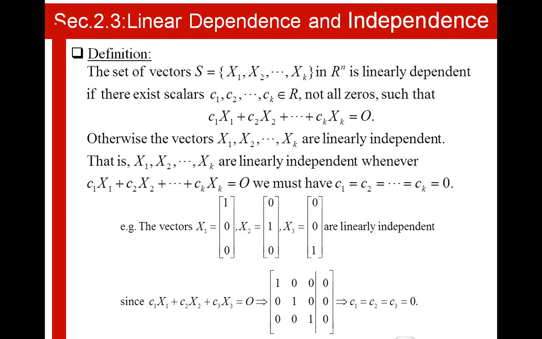Examples: the vectors x1, x2 and x3 are linearly independent. These vectors are called the coordinate vectors, and since c1 x1 plus c2 x2 plus c3 x3 is equal to 0, here we have c1 equal to c2 equal to c3 equal to 0, which fits very well into the definition. And we know that these three vectors, being the coordinate vectors, each have their own direction. They're not on the same line of action.